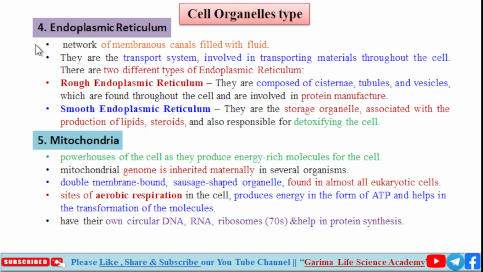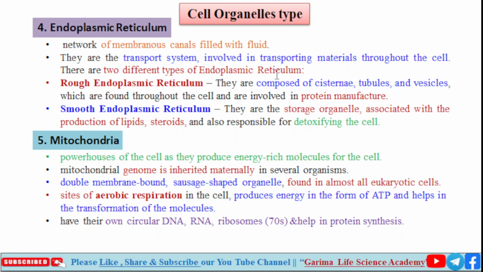Our fourth organelle is the endoplasmic reticulum. Endoplasmic reticulum is a network of membranous canals filled with fluid. It is a transport system, transporting materials throughout the cell.